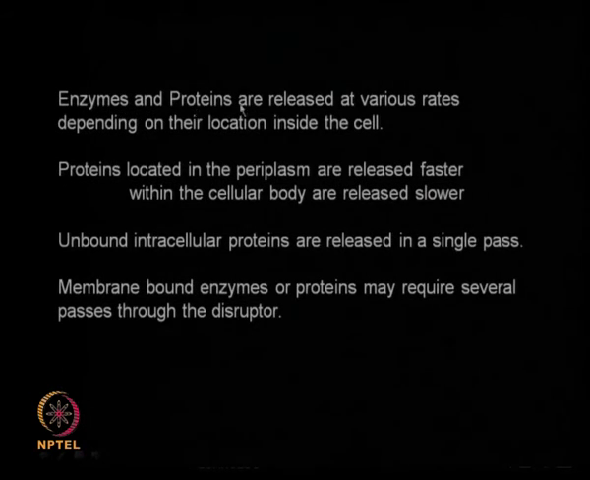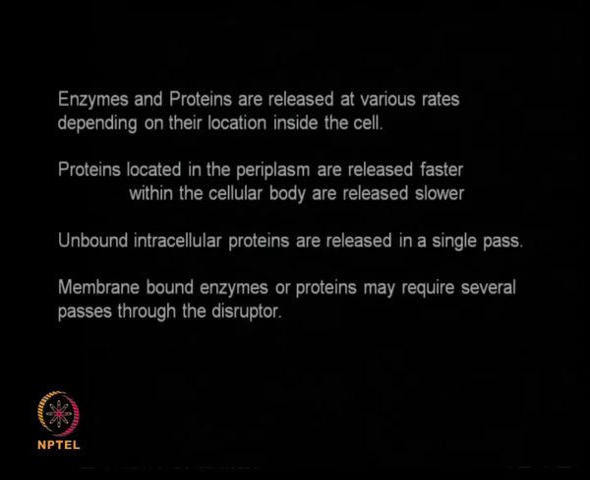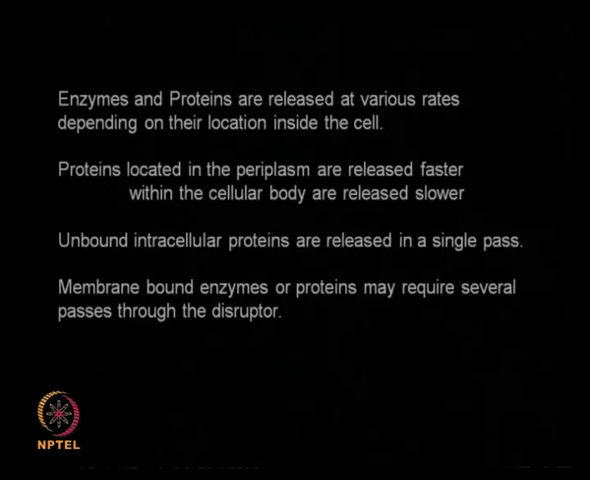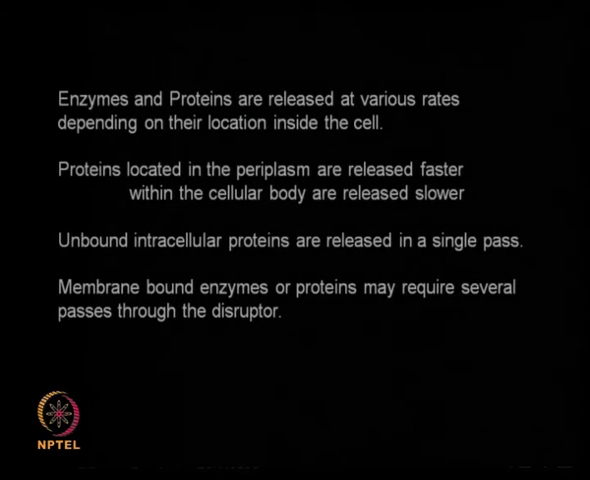So enzymes, proteins are released at various rates depending upon where they are located inside the cell. So if they are located in the periplasmic region, they are released very fast, whereas if they are located inside the cellular body, then they are released slowly. So you may have fast releasing products which are coming out of the periplasmic region, and you may have slow releasing products which are coming from the interior of the cell. So you should know where your product is located, so that you will be able to monitor the product as a function of time.